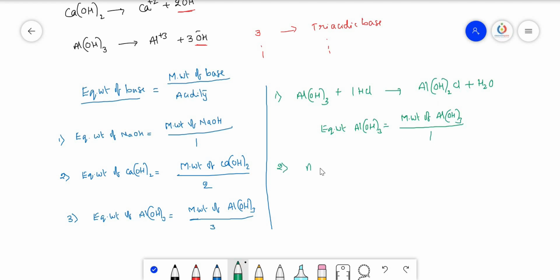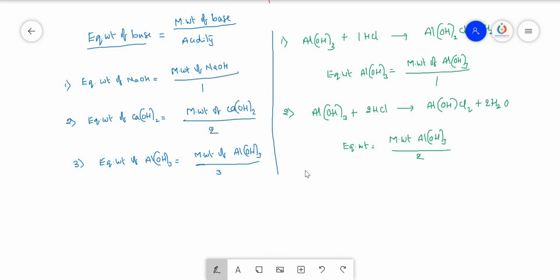And similarly, if aluminum hydroxide reacts with 2 moles of HCl, then the reaction gives Al(OH)Cl2 plus 2H2O. Then equivalent mass of the aluminum hydroxide becomes molecular weight of aluminum hydroxide divided by 2, because out of 3, only 1 is left behind, so 2 participate in the reaction.